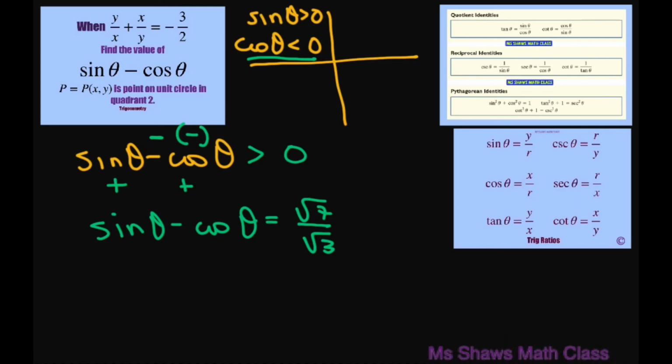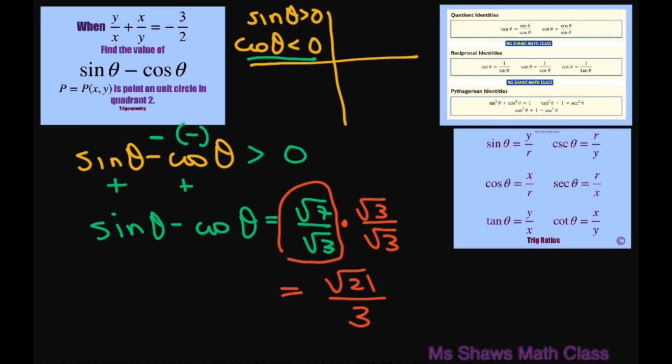All right. And then it's helpful to rationalize the denominator here. So this will be square root of 21 divided by 3. Usually they don't like you to leave the answer like that. So rationalize your denominator, and this will be your value.